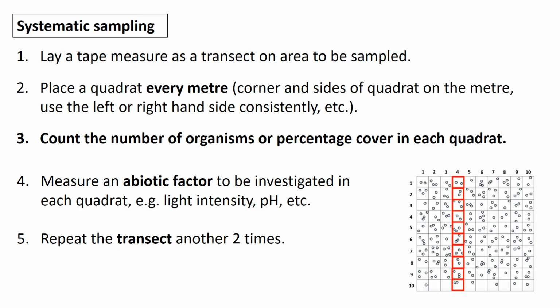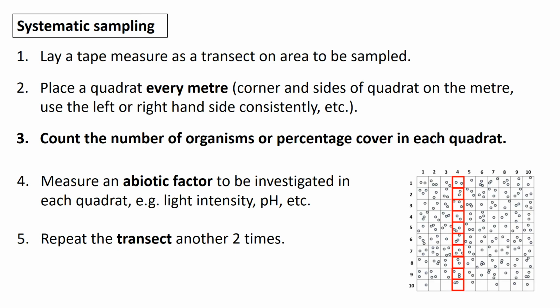If you're sampling 100 metres, you don't place your quadrat every metre. You'd maybe place it every 5 or 10 metres. And you'd always do that consistently. So always use the left-hand side of the tape, place the top corner at the metre, for example, so that you're doing that with a consistent approach. And then you'd count the numbers of organisms, or remember, if there's too many organisms to count, you'd do an estimate of the percentage cover.